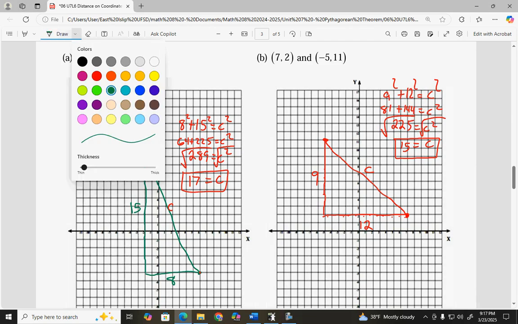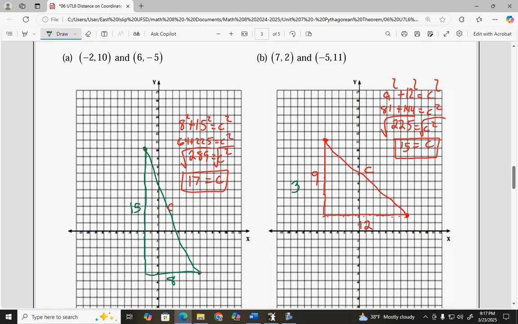I just want to remind you that we could find missing sides sometimes quicker by recognizing if it's a multiple of a 3, 4, 5. This is a multiple of a 3, 4, 5. This would be the 3, this would be the 4, and this would be the 5, and they're all being multiplied by 3. If I multiply this side by 3, I get a 9. If I multiply this side by 3, I get a 12. And if I multiply this side by 3, I get a 15. So multiples of 3, 4, 5 sometimes are easy to recognize, and you can find your answers a bit quicker.